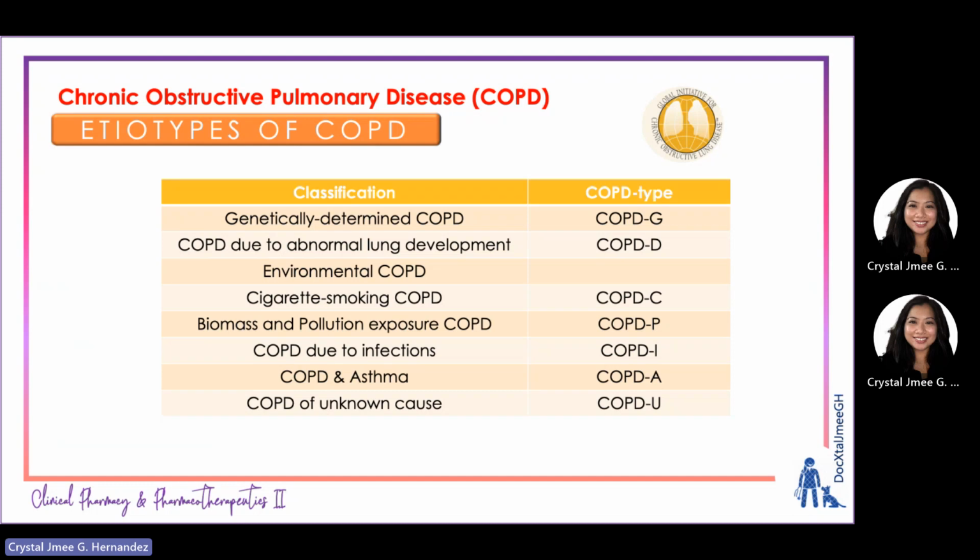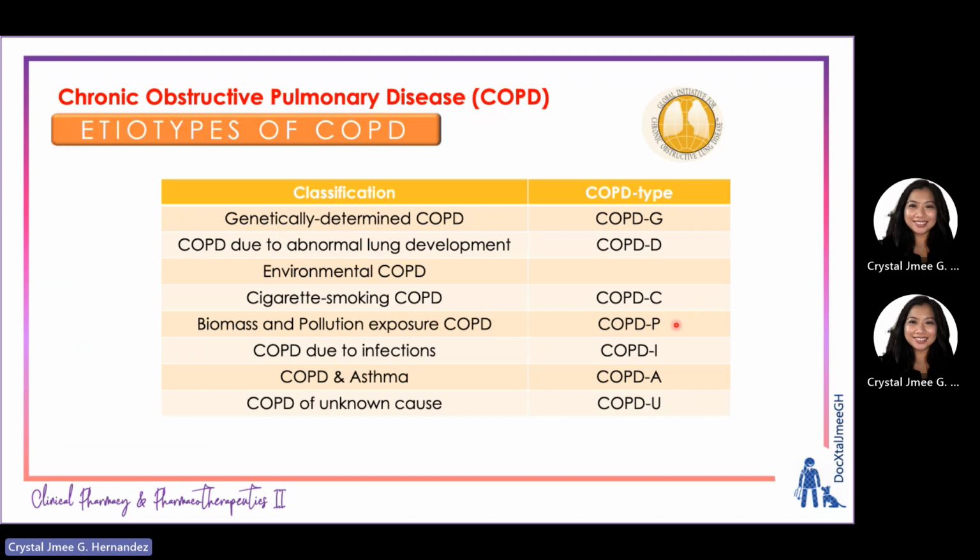So basically, this is a COPD that happens early in life events. Like for example, due to premature birth and low birth weight, among others. Next we have a general class, which is the environmental COPD. This is further divided to cigarette smoking COPD or the COPD-C and the biomass and pollution exposure COPD or COPD-P. So what would be the difference of the two?